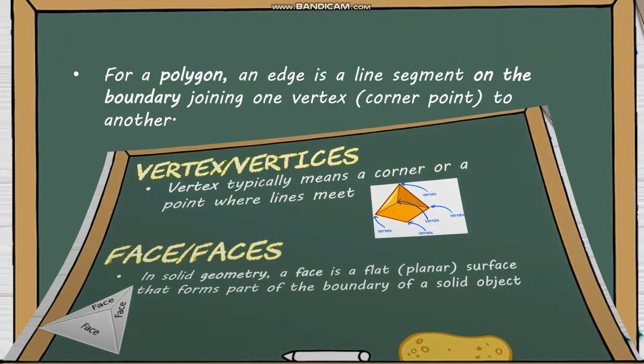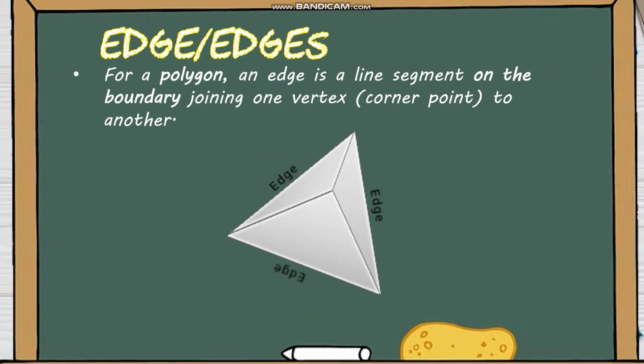Next one is the edge or edges. It is a line segment on the boundary joining one vertex or one corner to another. In 2D shape, we call this side. But in 3D shape, we don't say side, we say edge or edges instead. So these are the edges of this 3D shape.